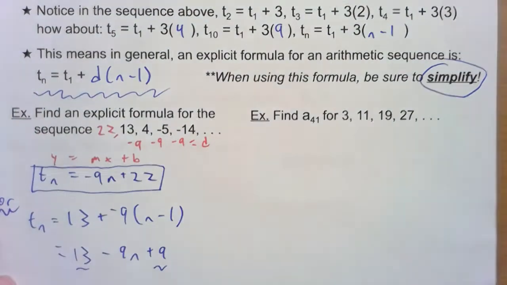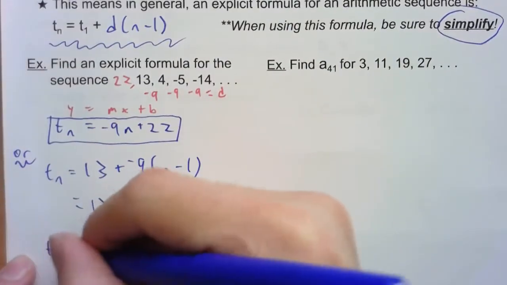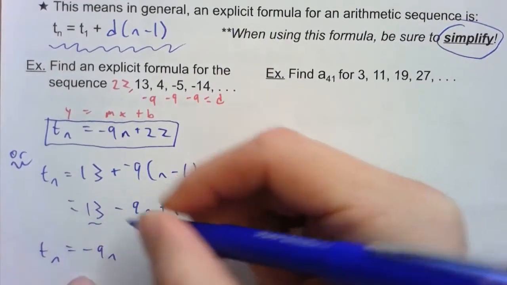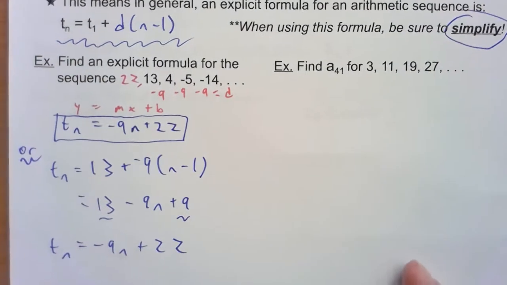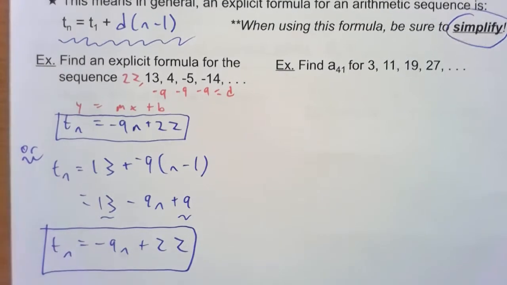So again, this is a different way to do it here. What we'd have here, this t sub n would equal, well, we'd have the -9n right there, and then 13 plus 9. Look at that, same answer. It's like math works. Math works. Okay. So it's totally up to you, whichever way you like better.